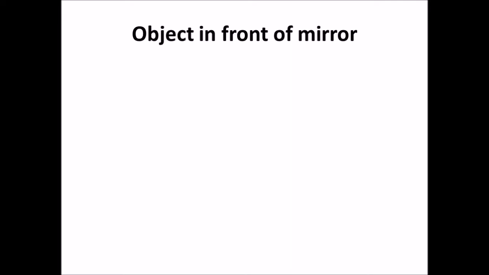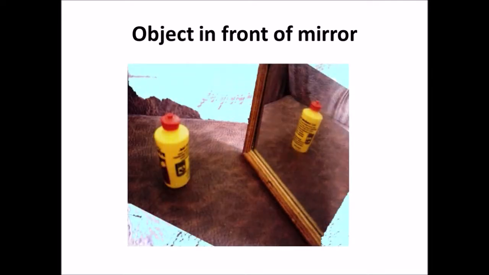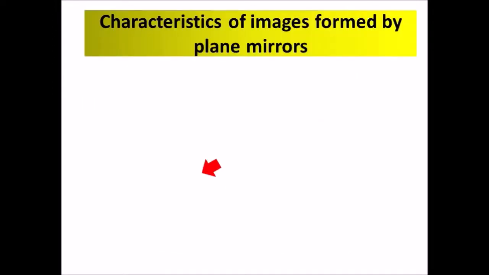Now look at the following photograph. So you will see there is an object which has been put in front of a plane mirror, and that is enabling us to see the image of that object. Having looked at that photograph, it is now important to look at the characteristics of the images formed by plane mirrors.